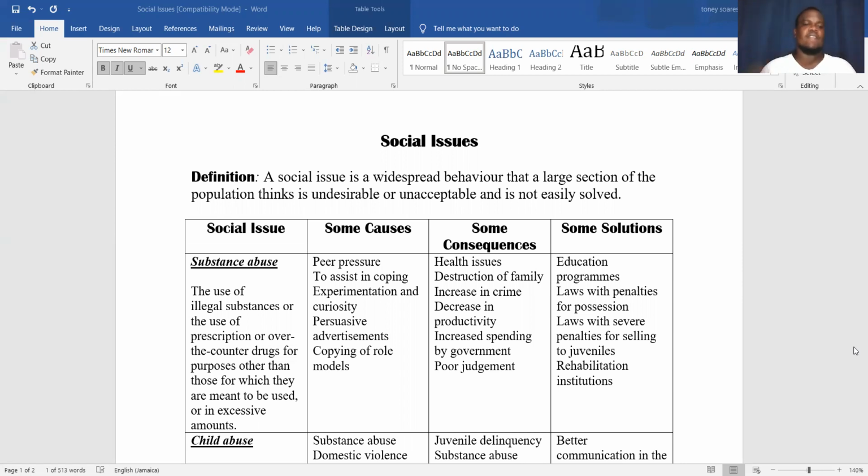This is the use of illegal substances or the use of prescription or over-the-counter drugs for purposes other than those for which they are meant to be used, or in excessive amounts. Some of the causes for substance abuse include peer pressure. Some people take it in order to assist in coping, experimentation, and curiosity.